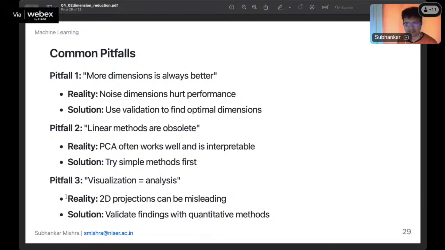So, are more dimensions always better? That might not always be true. Noise dimensions hurt performance. I told you that if there is too much noise in the data points, it's not helpful. Are linear methods obsolete? PCA, as I told you, does not work well on MNIST because it is still non-linear data. That's why it does not. But PCA generally works really nicely.